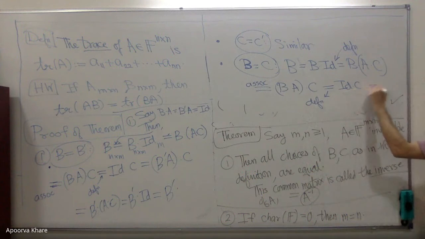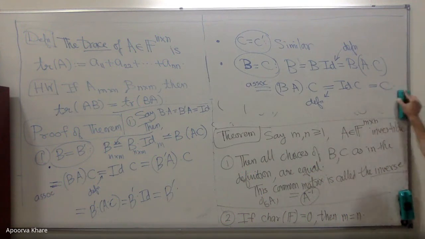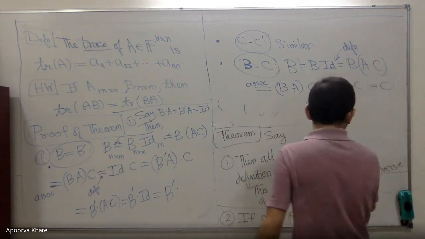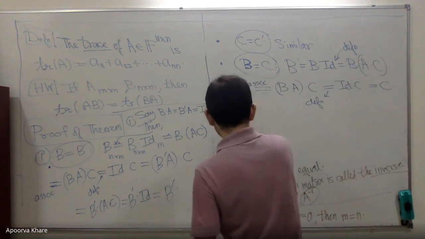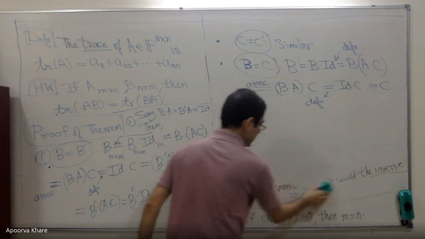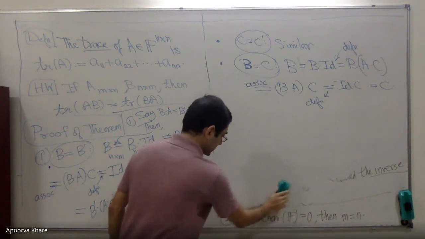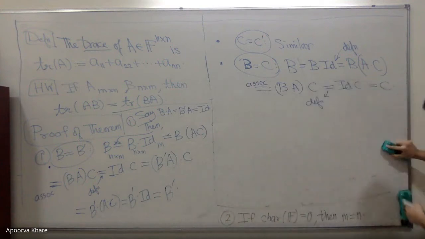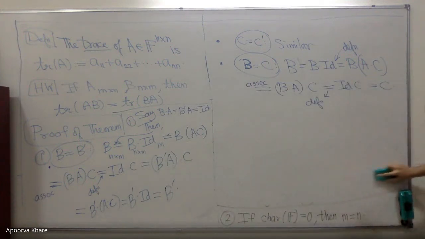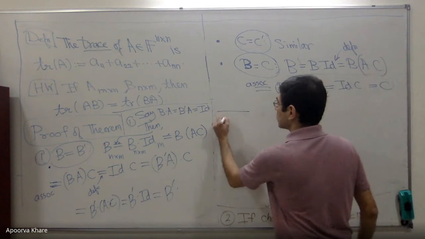and anything times C is itself. So we just check that B times A times C, if you expand it out in different ways, then you get B or you get C. And so that is this common matrix A inverse, which is called the inverse matrix. Okay? So now for part 2, this proves part 1.